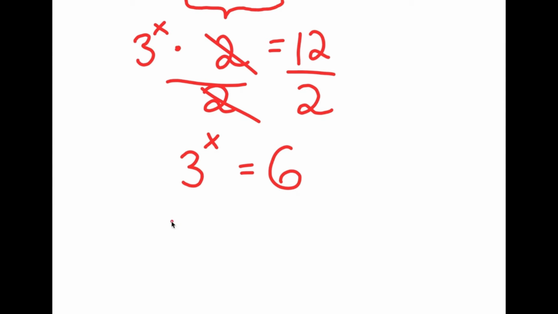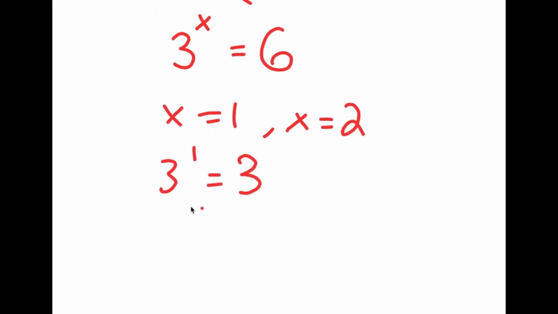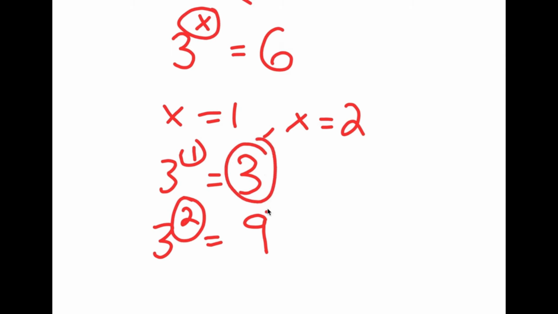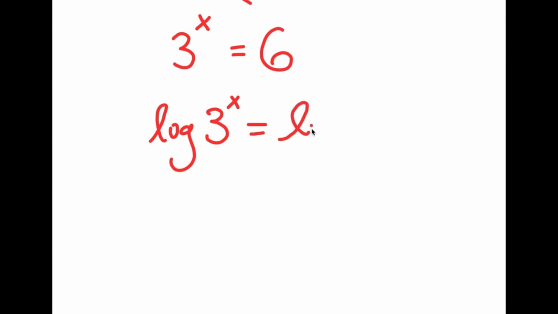Now, if we plug in x equals 1, we get 3 to the power of 1, which is equal to 3. And if we plug in x equals 2, we get 3 to the power of 2, which is equal to 9. So we know that the value of x has to be somewhere in between 1 and 2, because 6 is between 3 and 9, meaning that x is going to be a decimal value. So, to find the exact value of x, we're going to have to use logarithms. So if I take the log on both sides, I get log 3 to the power of x is equal to log 6.